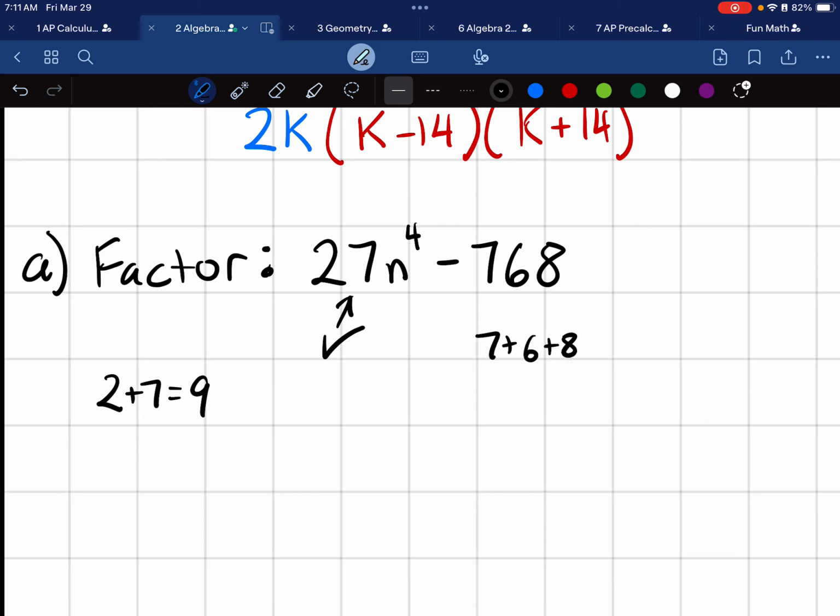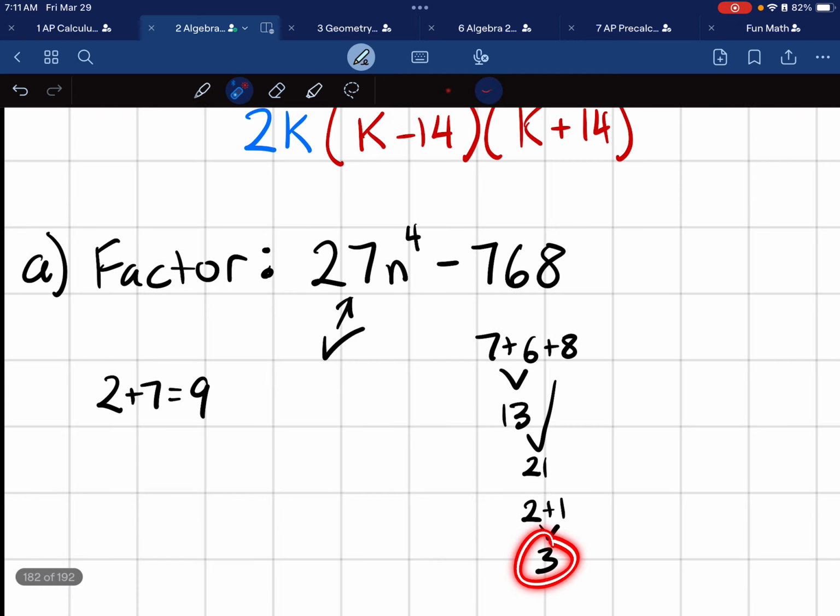If I add these together, let's see if that's divisible by 3. 7 plus 6 is 13. 13 plus 8 is 21. And you can add those digits again if you aren't sure if 21 is divisible by 3. You can say, okay, 2 plus 1 is 3. Okay, so 3 is divisible by 3. Therefore, 768 is divisible by 3. Or I could have also known that 21 was divisible by 3. So each of these can be divided by 3.